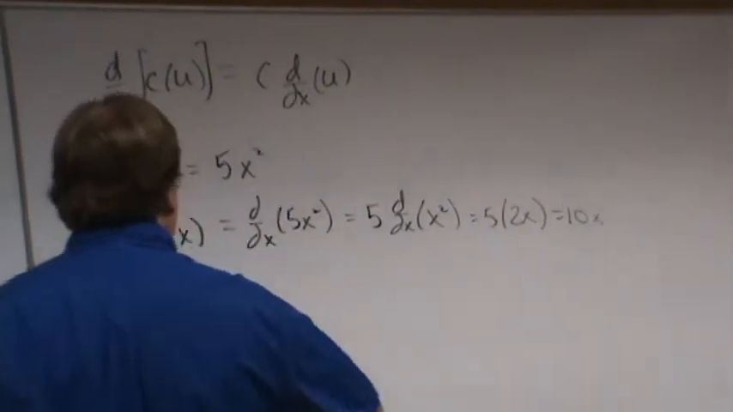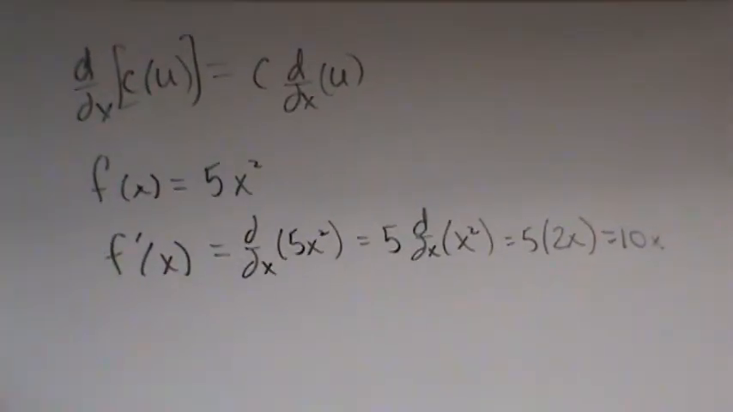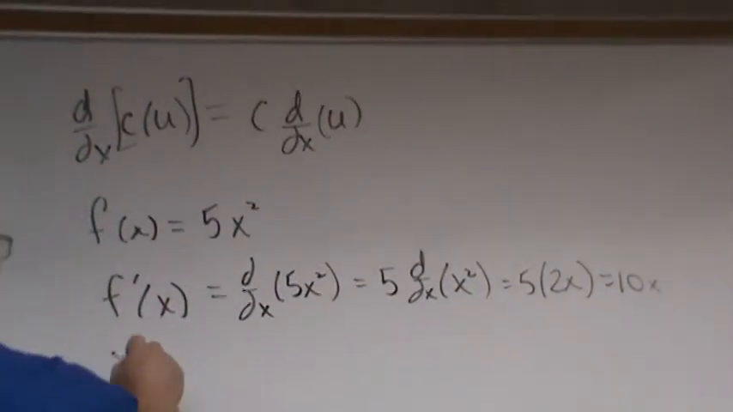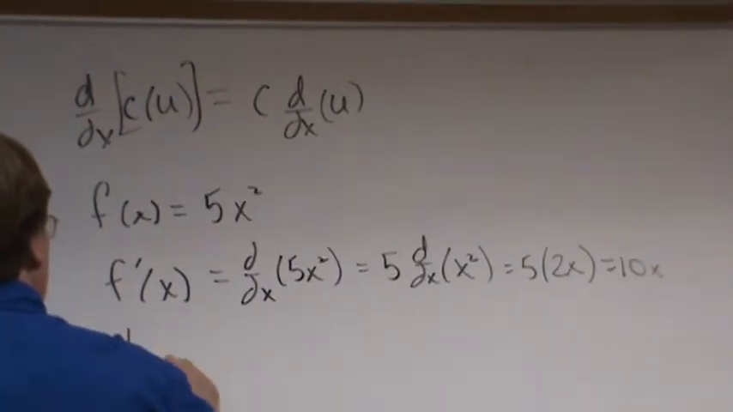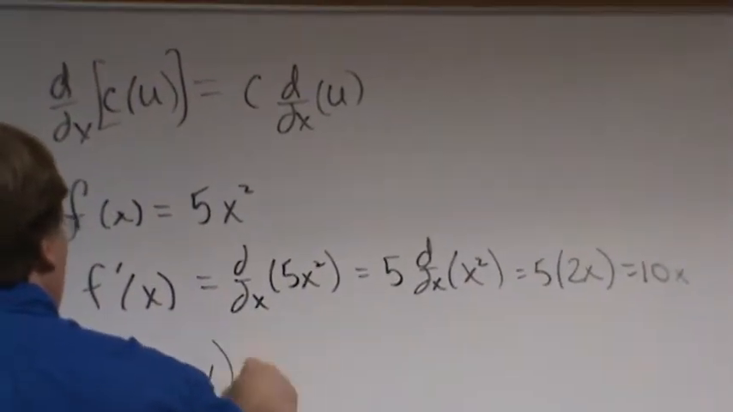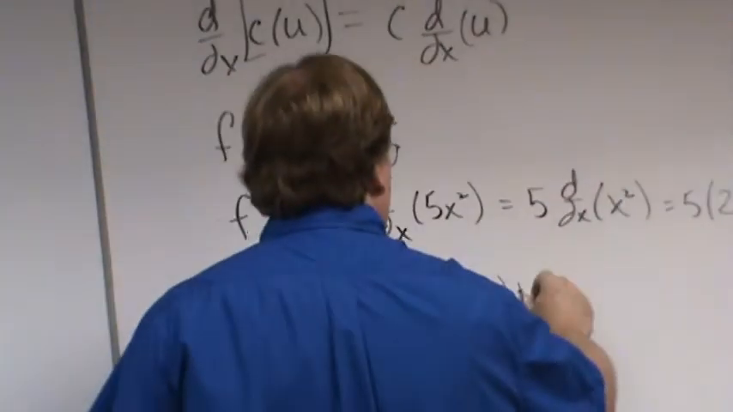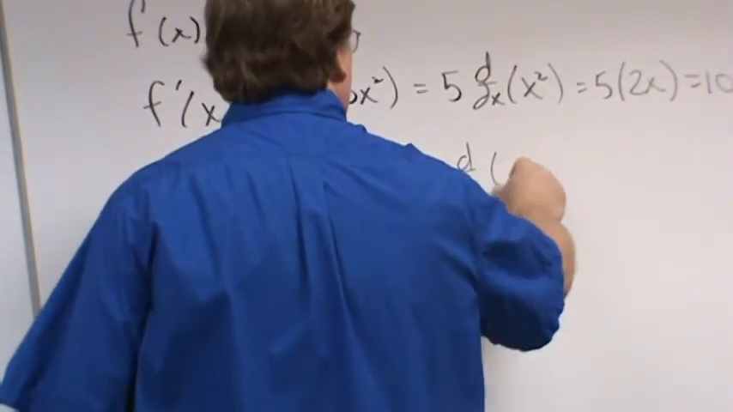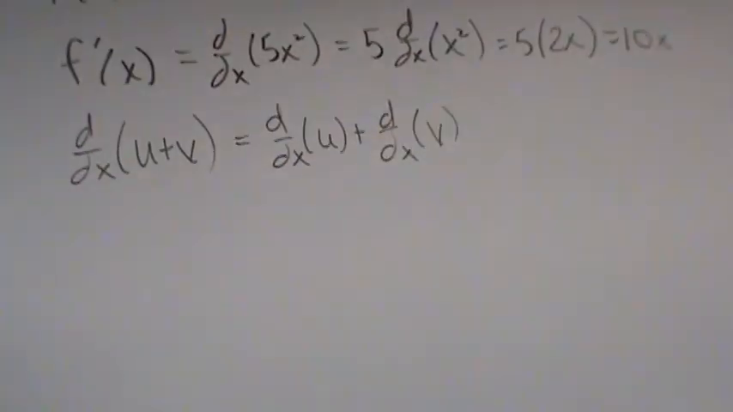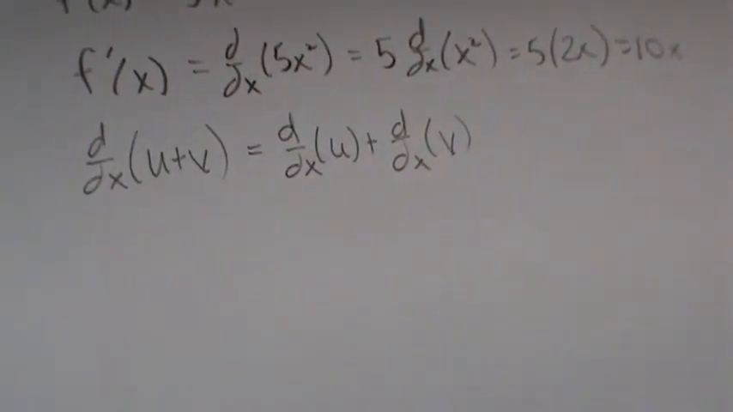Okay, then the next thing is the derivative of the sums is equal to the sum of the derivatives. That is, the next rule is if you have the derivative of u plus v, this is equal to the derivative of u plus the derivative of v. The derivative of the sum is the sum of the derivatives.